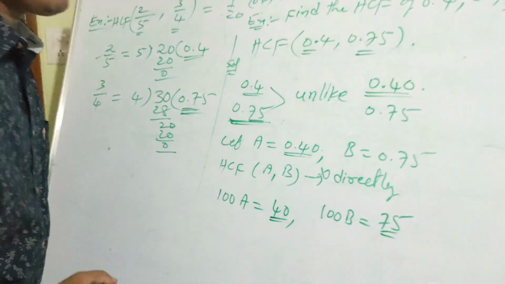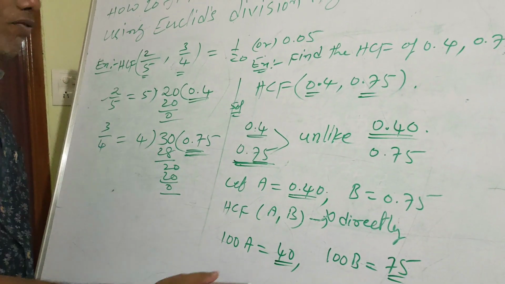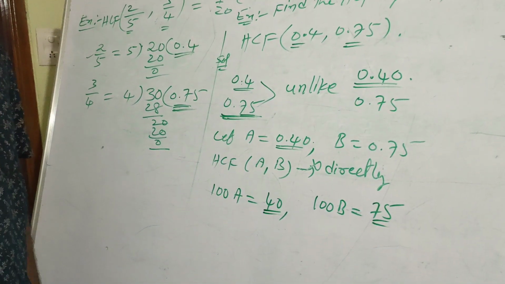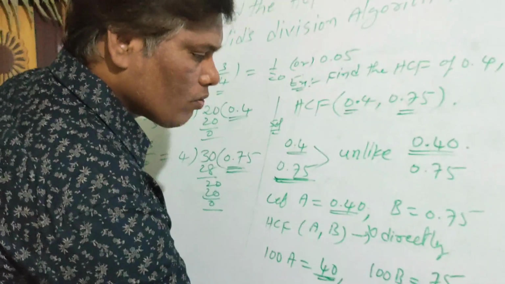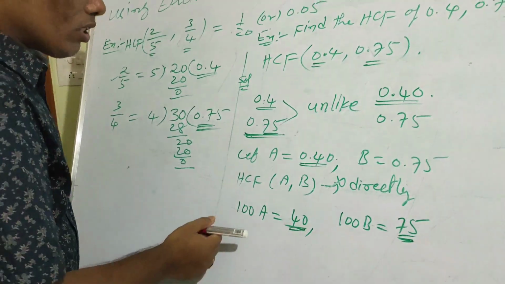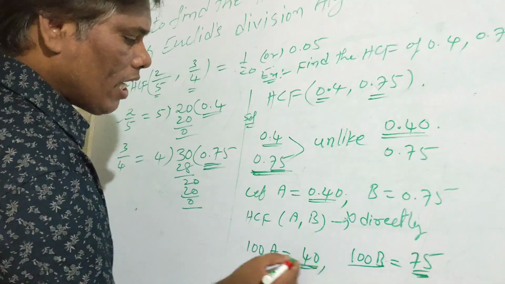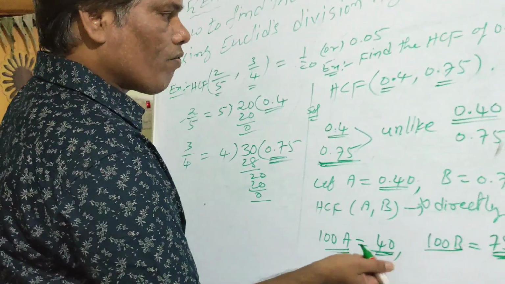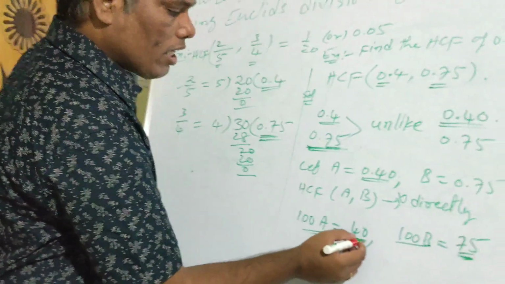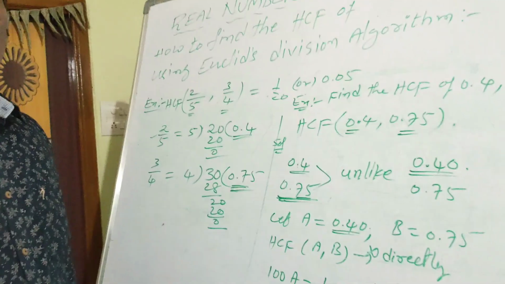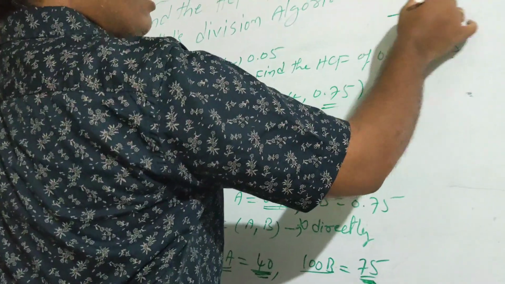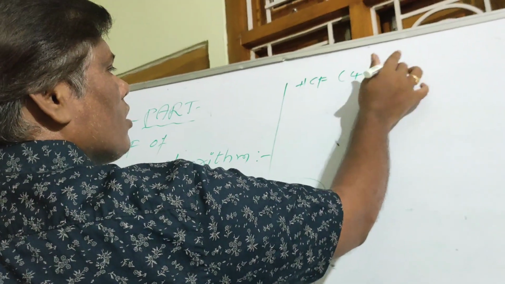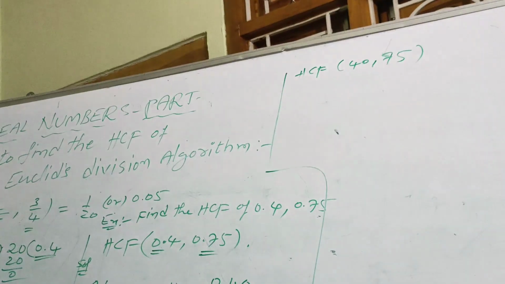Okay, now we can find the HCF of 40 and 75, because you know that these are positive integers. So for these 2 numbers we can apply Euclid's division algorithm. That is, we can apply Euclid's division algorithm for 100a and 100b. So first we will find the HCF of 100a, 100b, and then we will find the HCF of a, b. This is the procedure. Okay, let us find the HCF of 40, 75.